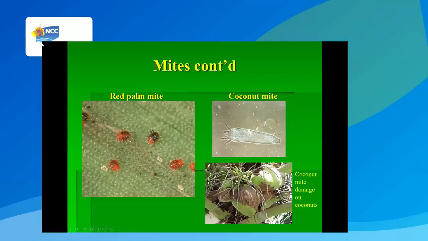A few other mite species that we have here in Barbados is the red palm mite, which has done an enormous amount of damage in many other Caribbean islands. I've seen it in Trinidad on coconut trees, for example, where the entire tree appears red. Millions or billions of mites are on them.